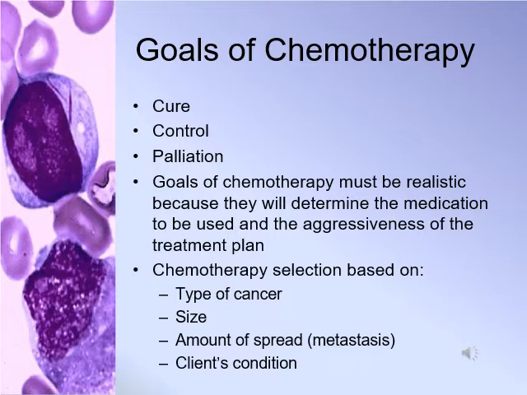If they don't have good data on the treatment of their type of cancer, they could opt to be in a treatment study. Again, chemotherapy is really individualized. It's based on the type of cancer, the size, the amount of spread or metastasis, and the client's overall medical condition. And you could add here the client's choice, and what they're thinking they want for their quality of life.